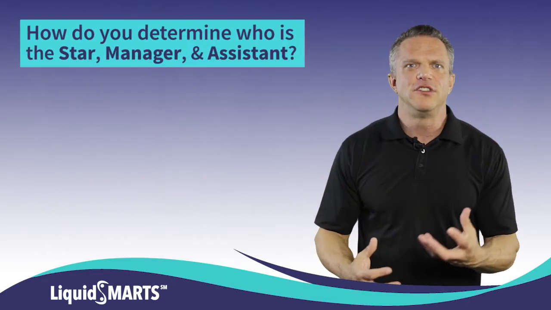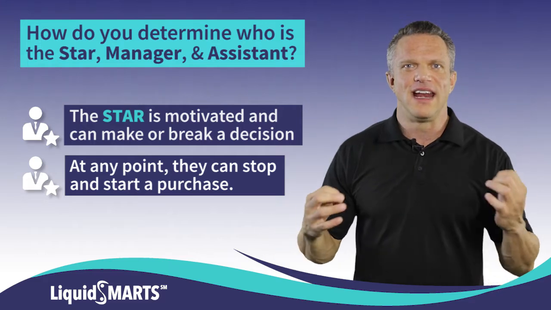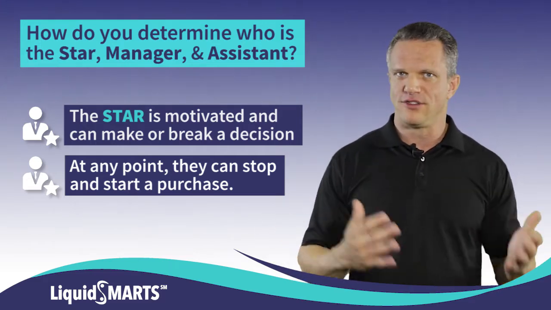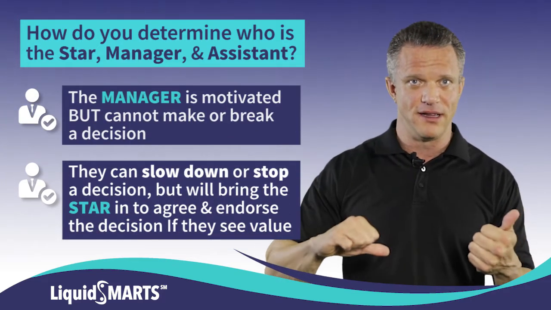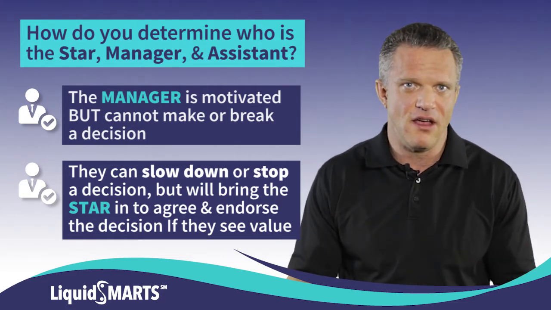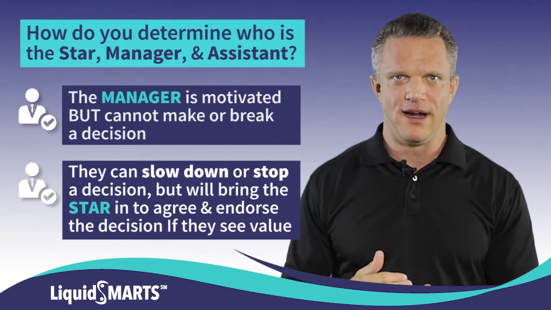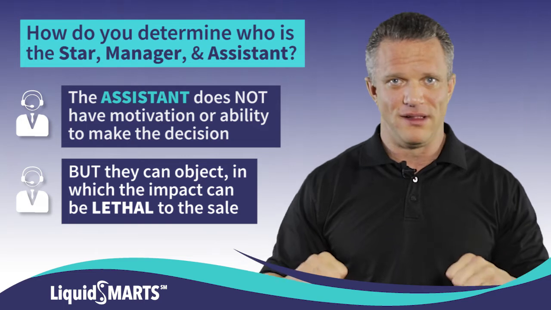So how do you determine who's the star, manager, or assistant? The star is motivated and has the ability to make or break a decision at any point. They can start it or stop it. Motivation and ability. The manager has the motivation but not the ability, so they can break a decision, but they can't make it. They can slow it down, and if they see value, they can recommend it, but the star has to agree. The assistant typically doesn't have the motivation or ability to make the decision.